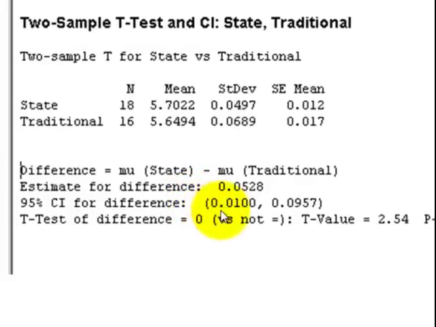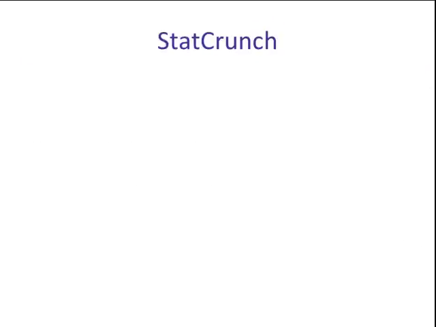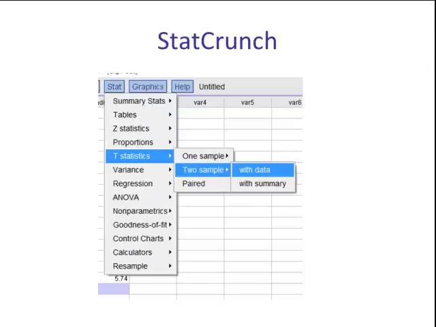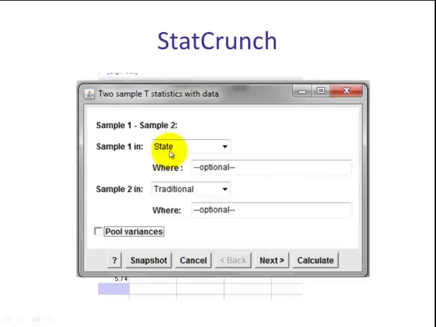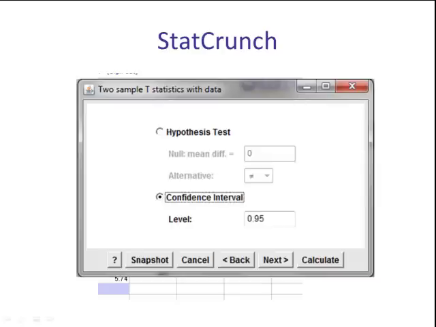Now it is a little different than what was produced by hand, and that has to relate to the degrees of freedom, which we'll talk about a little bit later. Let's look and see how we do this in StatCrunch. We go to Stat, T Statistics, Two Sample, and we have data. We select the data. State quarters is in sample 1, traditional is in sample 2. We want to make sure the pooled variances is clicked off. We select Next. We change it from a hypothesis test to a confidence interval, and we hit Calculate.